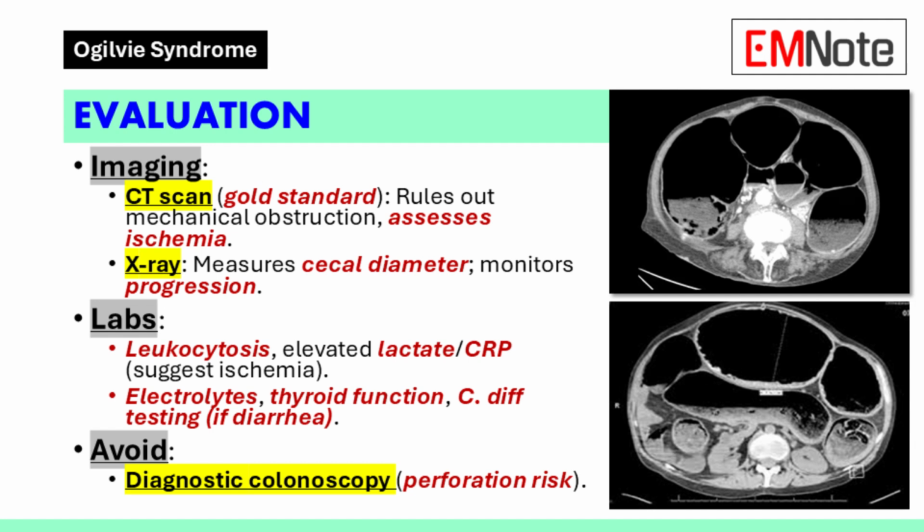Computed tomography scan with oral and intravenous contrast is the preferred diagnostic modality as it rules out mechanical obstruction and evaluates for other causes of dilatation and signs of ischemia. Ogilvie syndrome on computed tomography typically shows isolated dilatation of the cecum and ascending colon with a transition at the splenic flexure. If computed tomography is unavailable and peritonitis is absent, a contrast enema study can be performed. Diagnostic colonoscopy should be avoided due to the increased risk of perforation from gas insufflation.